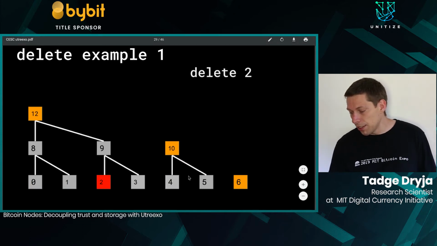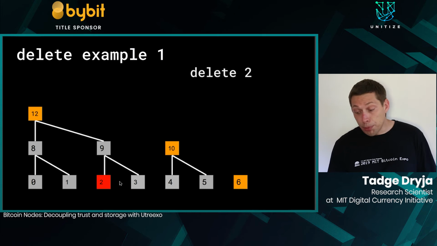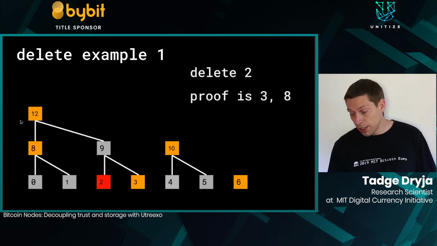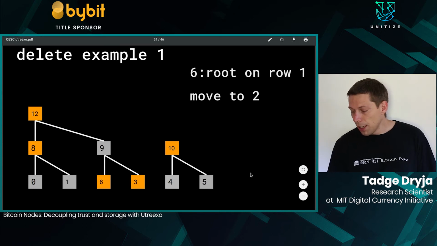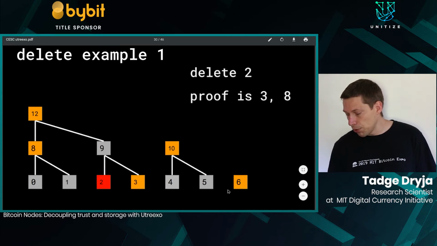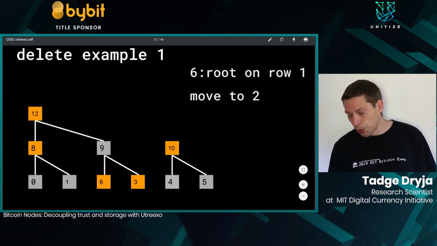Here's an example where you had 7 elements and 3 roots. And you say, okay, I want to delete element 2. The proof for element 2 is going to be 3 and 8. It's a standard Merkle proof, so the siblings all the way up to a root. And if you know 3 and 8, you can say, okay, I'm deleting 2. I'm going to move 6, the one that's off on its own. 6 moves to where 2 was.